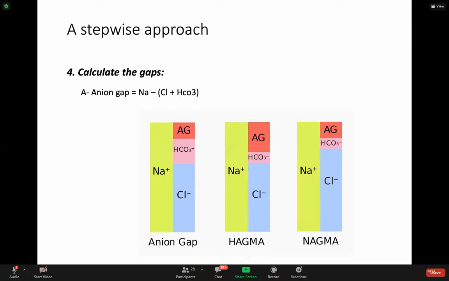Fourth step. So again, the first step here, history of physical examination. Second step, identifying the primary process. Third step, to know whether this patient has mixed metabolic disorders or not, or compensation. Step 4, to calculate the gap. How would you calculate the anion gap? Sodium minus chloride and bicarb, and that would tell you what is the anion gap.